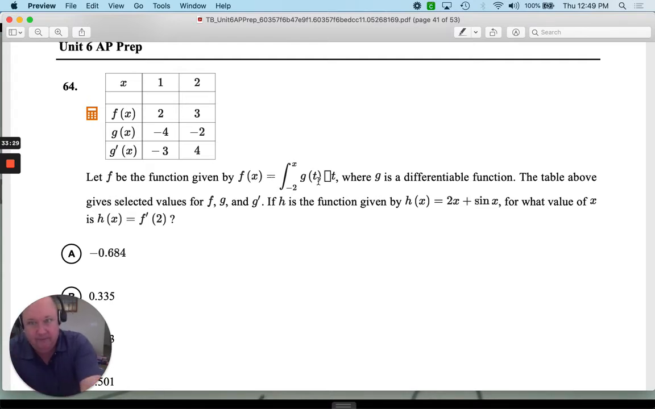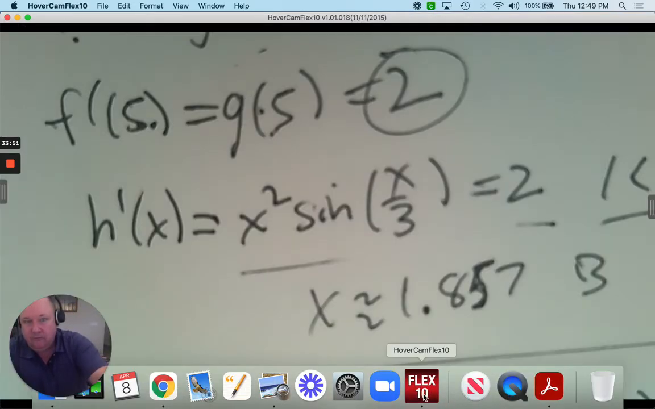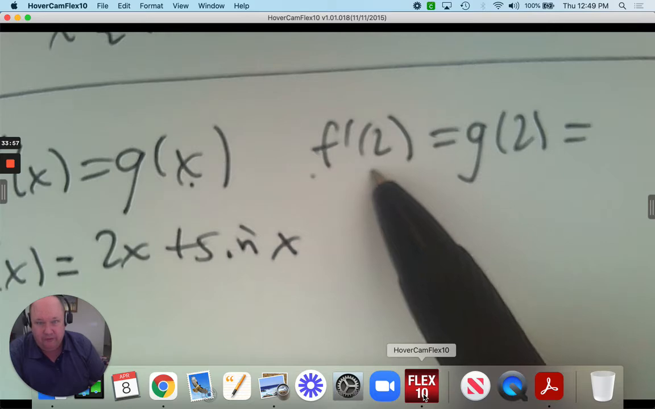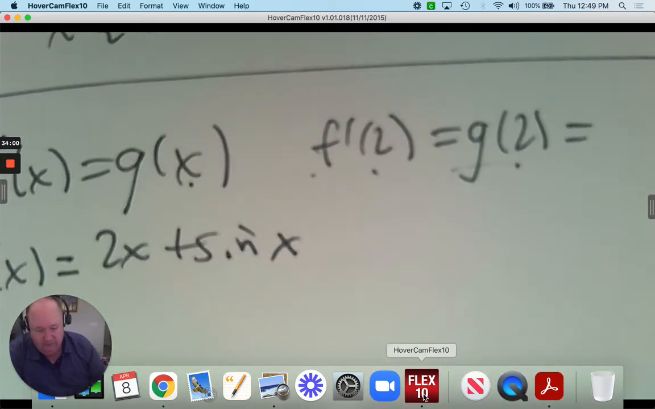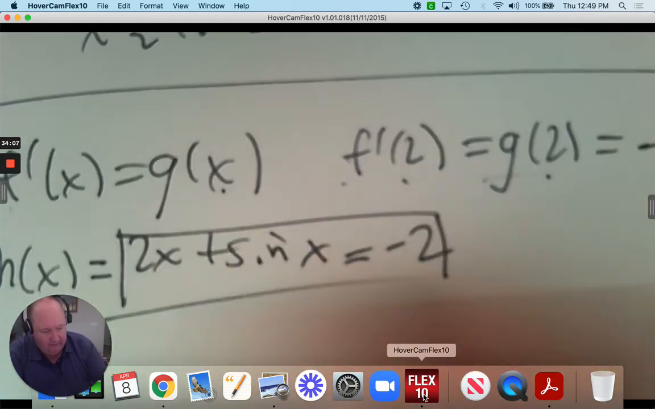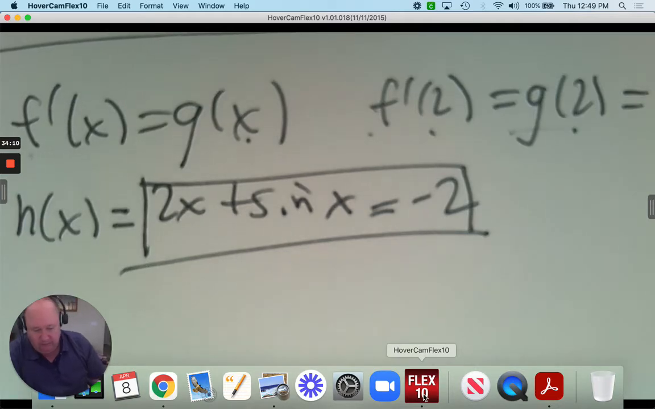That's a good start. The table above then gives that. It says, given that h at x is equal to 2x plus sine x, for what value of x is h at x equal to the derivative of f at 2? So the derivative of f at 2 is equal to just g at 2. So if we follow along here, the derivative of f is just g at x. So the derivative at 2 is just g at 2. So look off the table. g at 2 is -2. So then we just take our computer or calculator and solve that equation, 2x plus sine x equals -2.